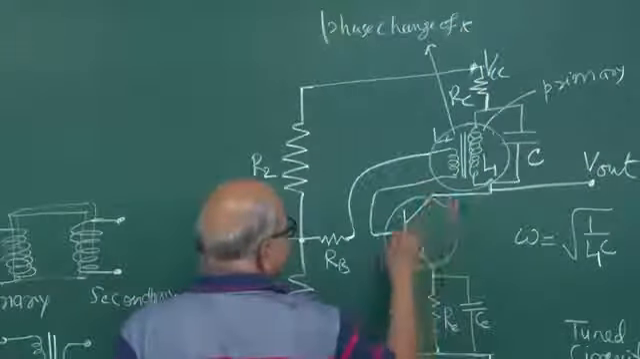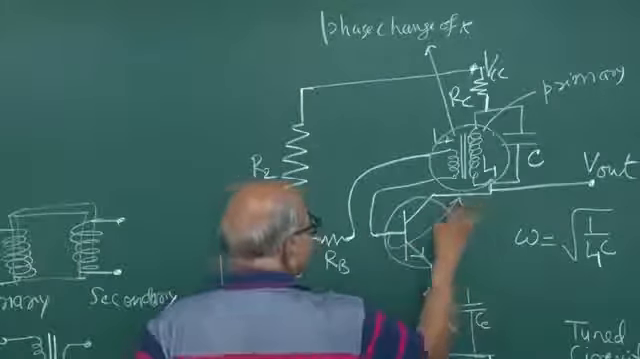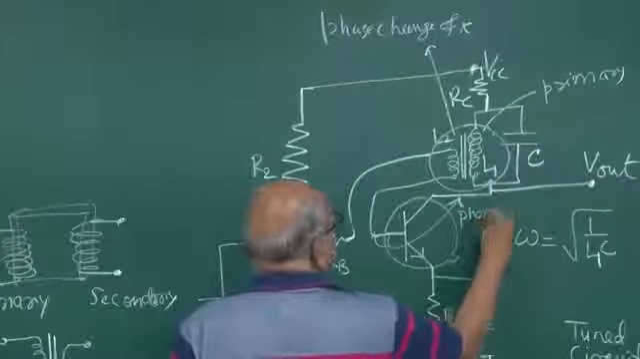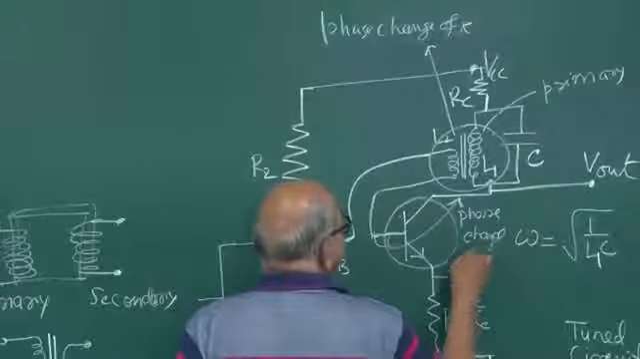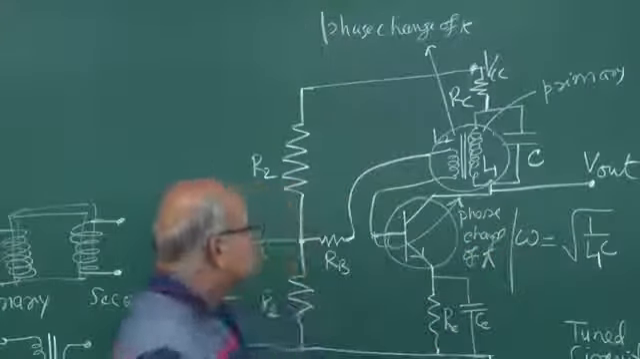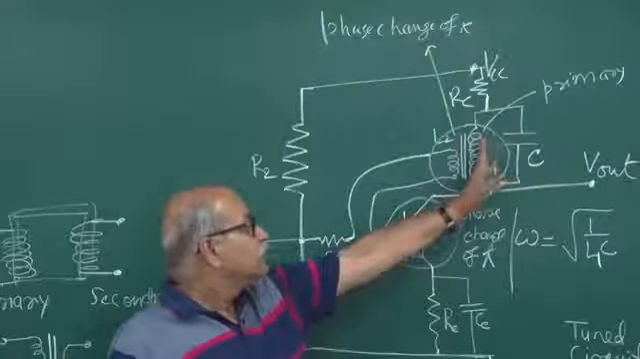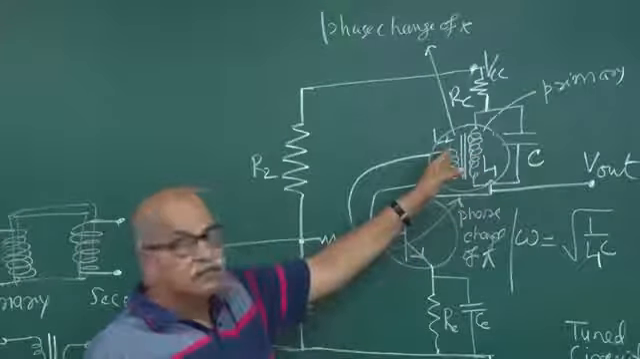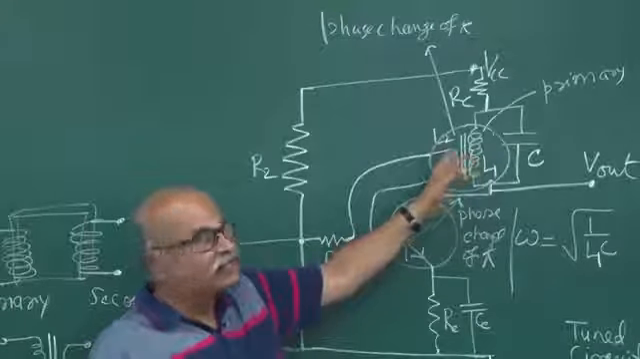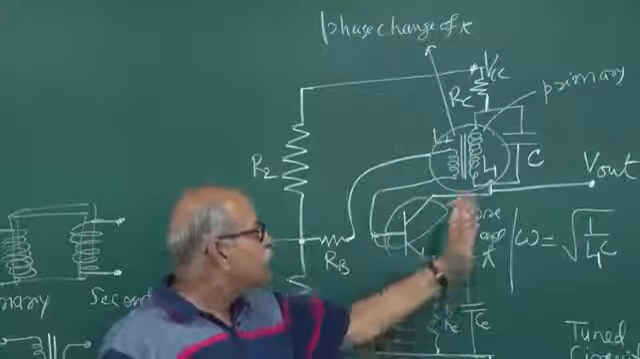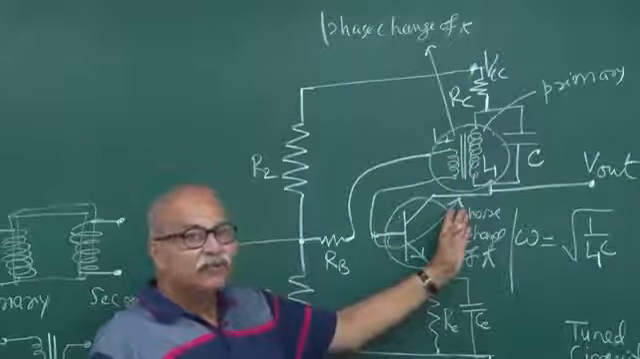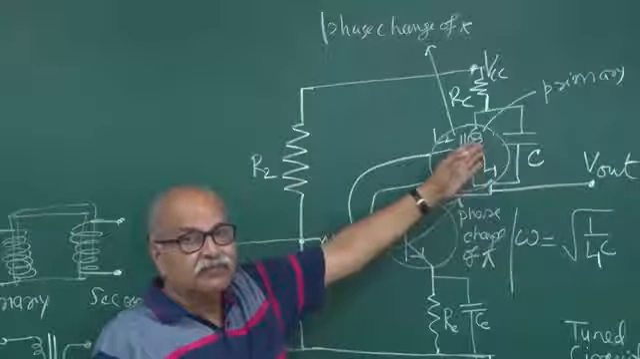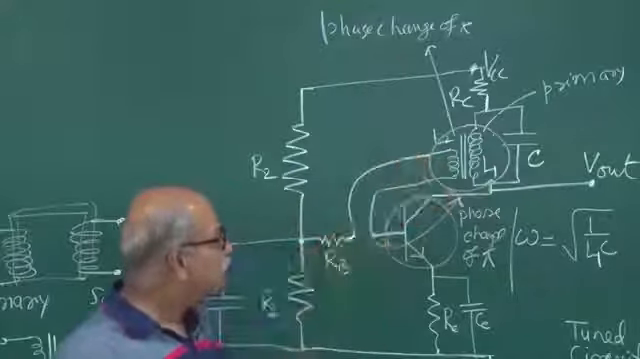And then here again there is a phase change of pi, from this base to this collector. So twice this circuit is giving its output for feedback: a phase change of pi is introduced here because of the transformer action, and then when it gets amplified and comes back here, another phase change of pi, and therefore what reaches here is the same as what is there at that moment. So this is how that positive feedback is ensured.